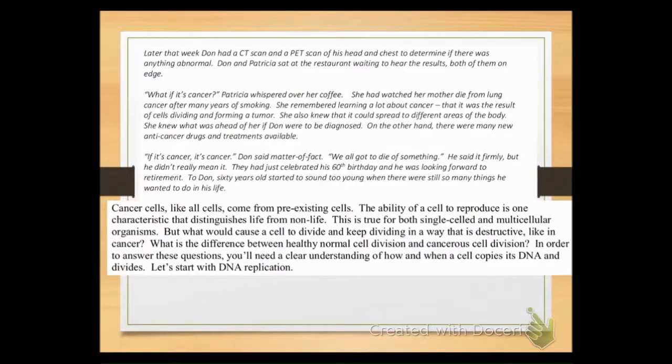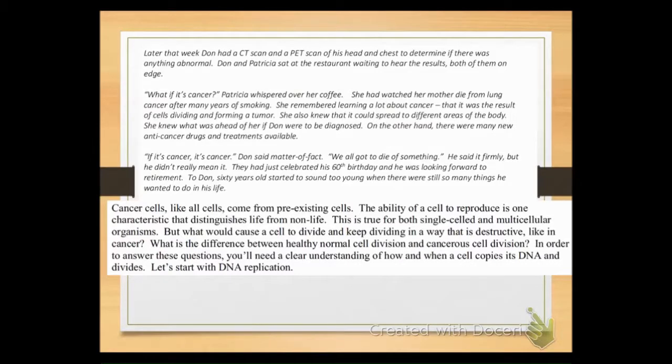Let's come back to our case here and just recap some things that we've learned about Don. Don has had a CT scan and a PET scan of his head and his chest to determine if there's anything abnormal. And of course, they're very concerned that Don might have cancer given his years of smoking. And we'll continue to follow Don and Patricia through not only this discussion of DNA replication and the cell cycle, but also then how cigarette smoking might be interacting with his DNA.